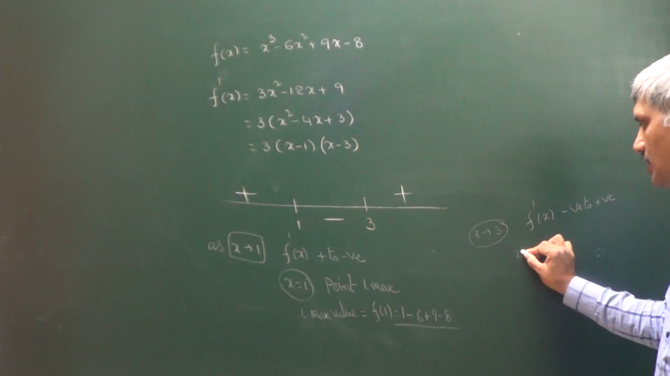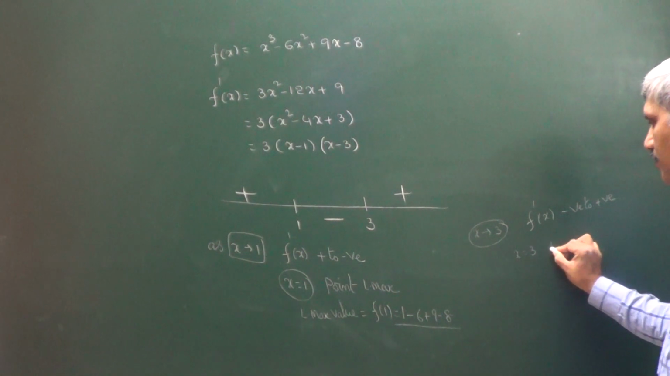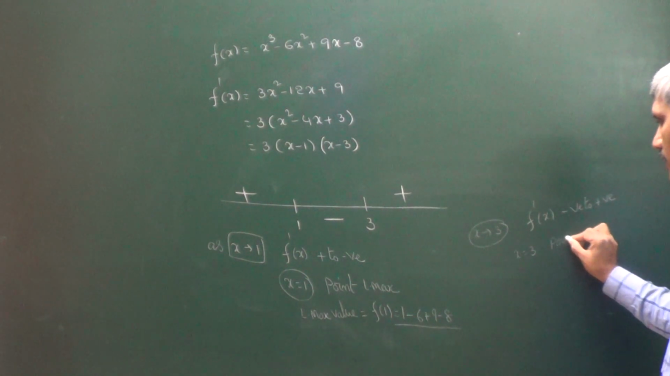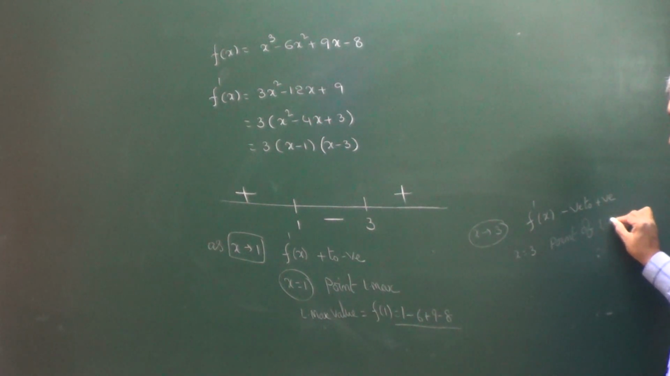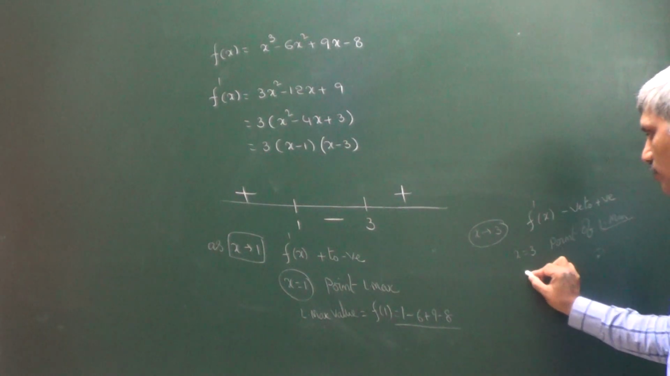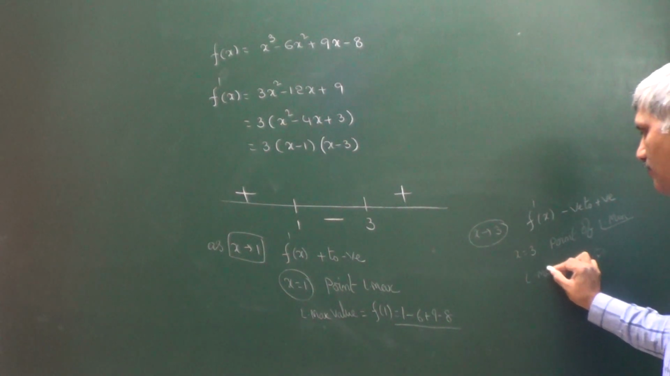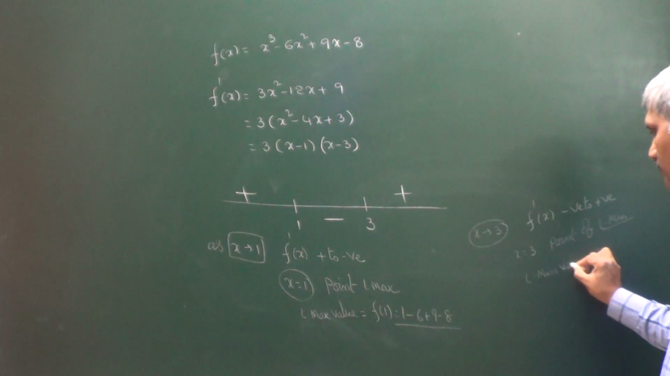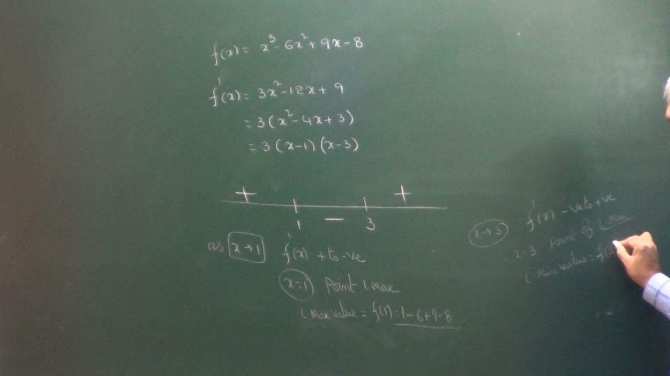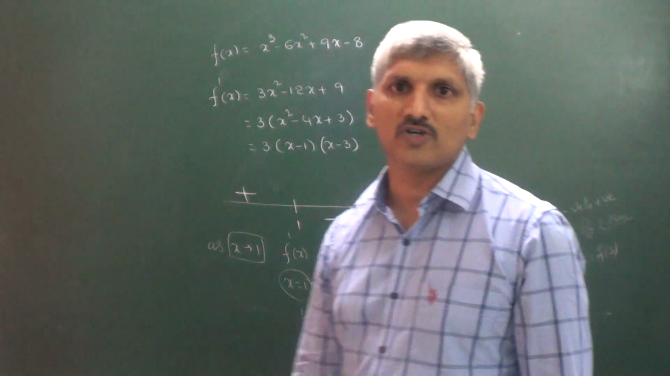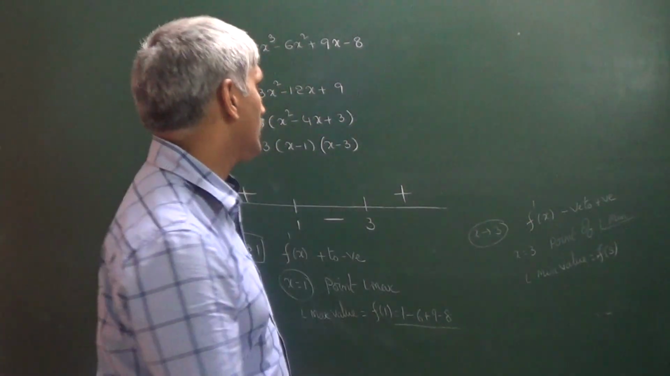Therefore, x is equal to 3 is a point of local minima, since the sign changes from negative to positive. Therefore, that local minimum value is equal to f of 3. That means x is equal to 3, and we have to substitute it in the given function.